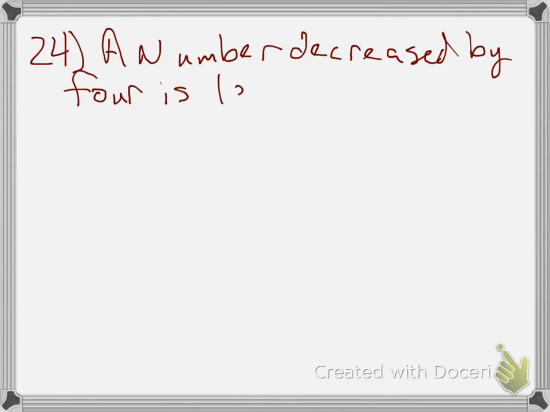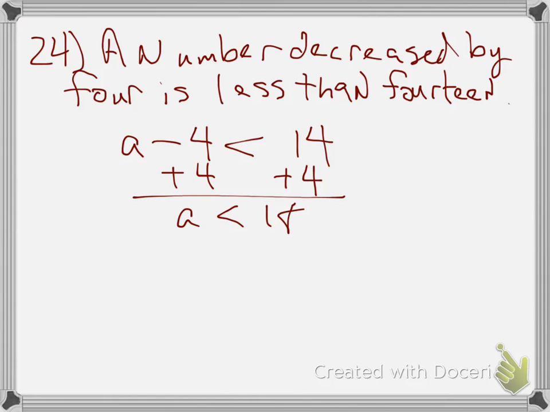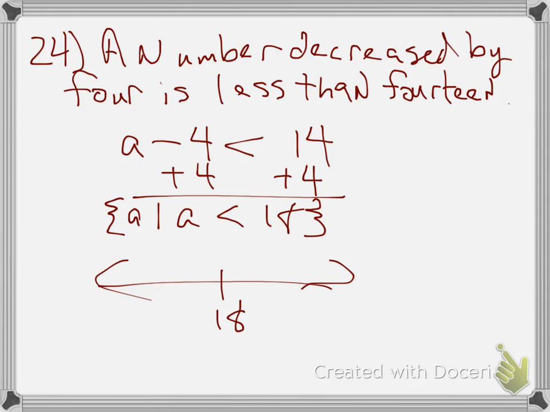Is less than 14. Okay, so now I'm back to inequalities. And so again, just a simple translation: a number decreased by 4 is less than 14, and then I can go ahead and say plus 4, and get the answer. All right, so we have here a is less than 18. We're going to put this in set parentheses. Okay, open dot at 18, shade to the left.